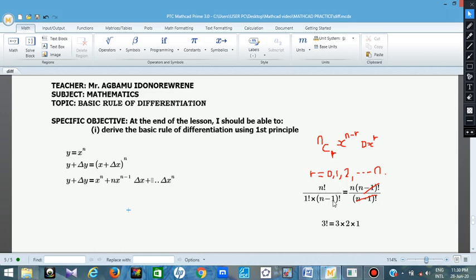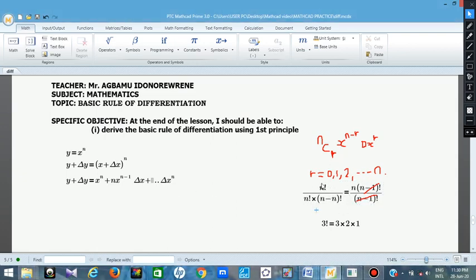So n minus n in this place is going to give me 0. And this place is going to be n also. You know, n minus n is 0. So 0 factorial is 1. So n factorial will cancel n factorial. You see why everything here will be 1.